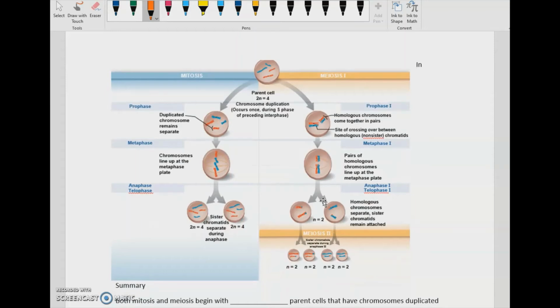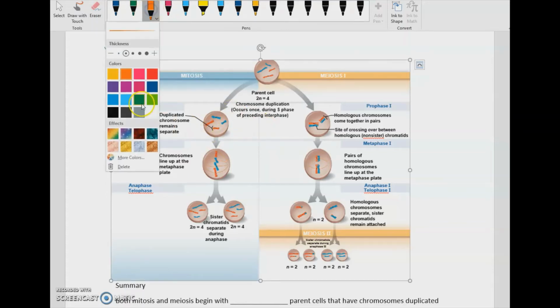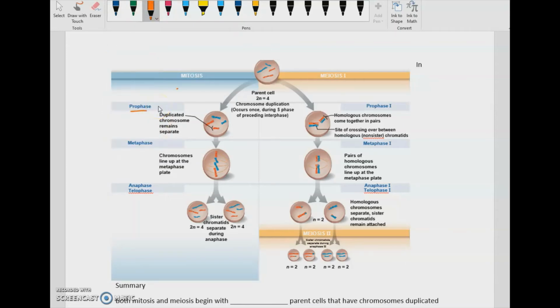So let's look at this comparison between meiosis and mitosis. Start with the parent cell that has 4 chromosomes. It's got 2 pairs. In mitosis, during prophase, the duplicated chromosomes remain separate. In metaphase, they line up on the plate, and in anaphase and telophase, the sister chromatids separate. And we end up with 2 diploid cells that, if everything went well, are identical to each other and identical to the parent cell that produced it.